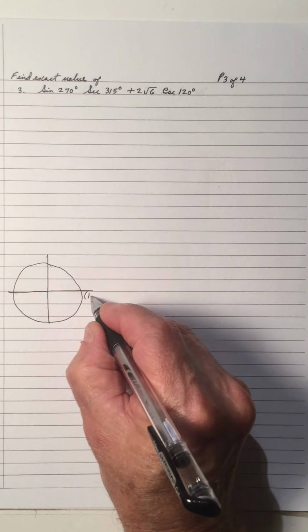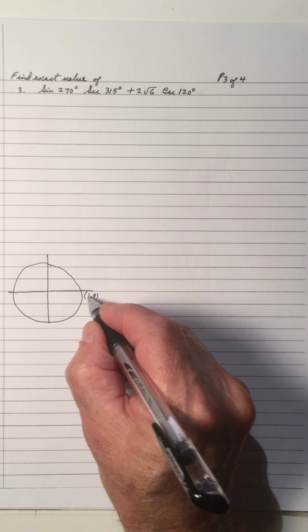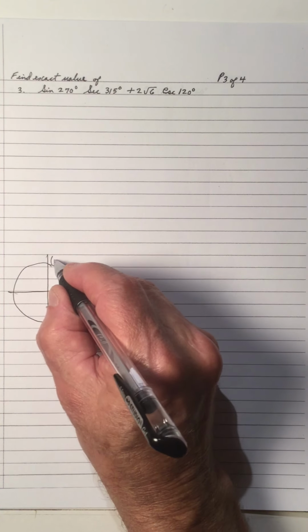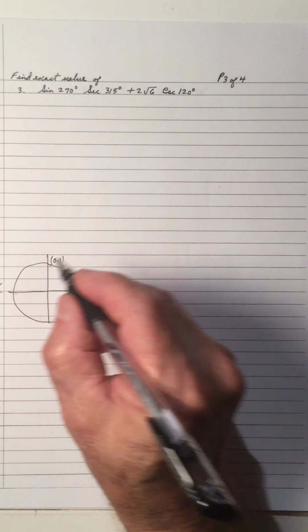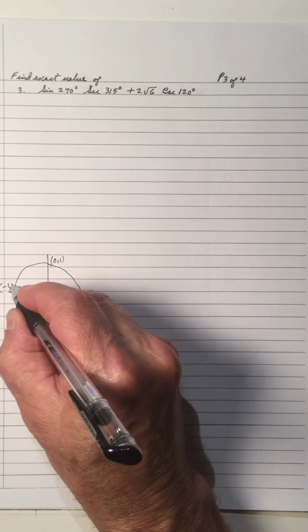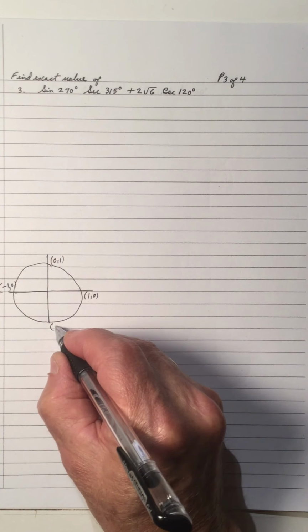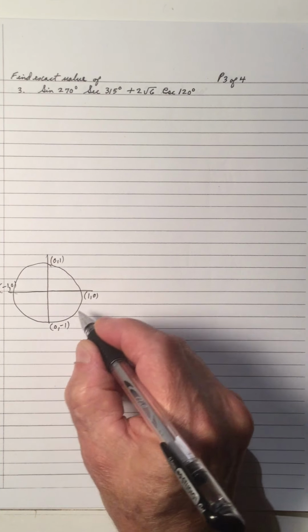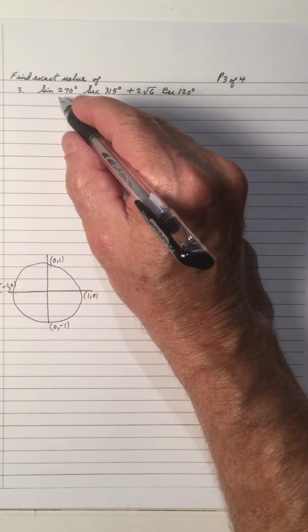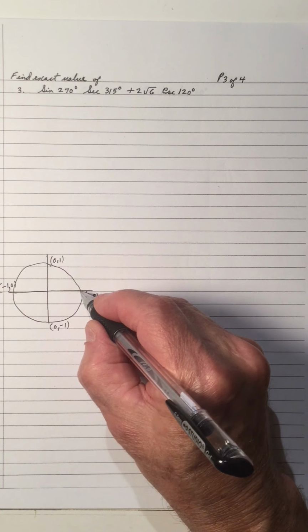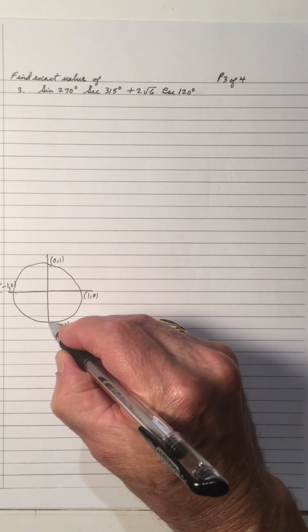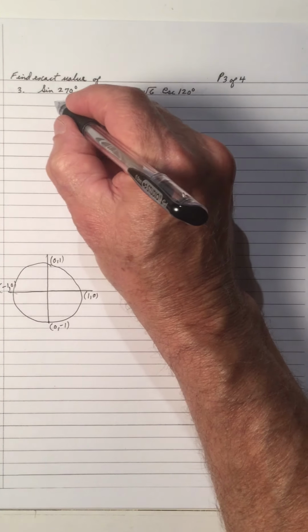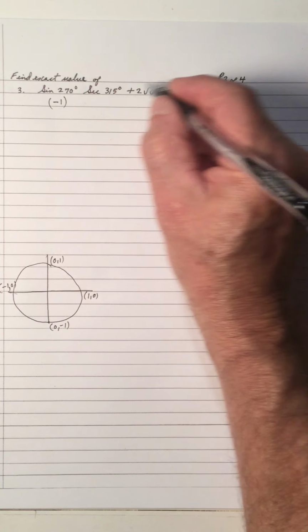So we have the circle is (1, 0). And so right here is (0, 1). And right here is (-1, 0). And this one is (0, -1). So a positive 270 is right around to here. And so sine is the y, so that's negative 1.